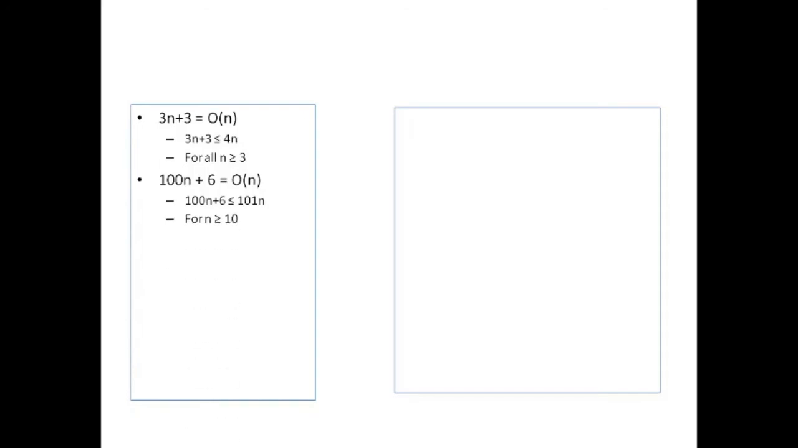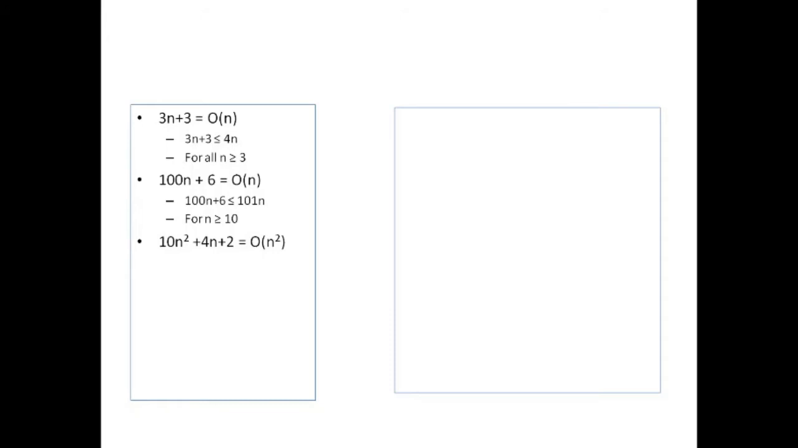For with trial and error, we find values of n for which this inequality, that is 100n plus 6 less than or equal to 101n. For what values of n is this true? So with trial and error, we find the values of n.